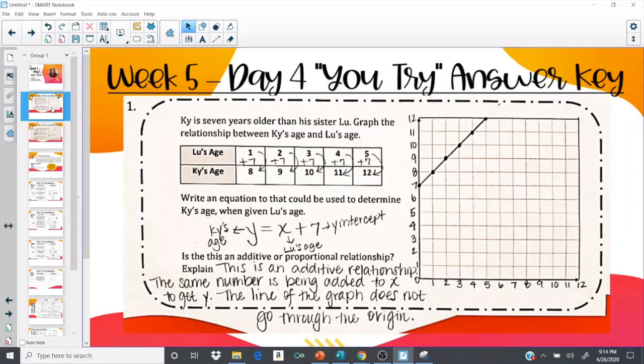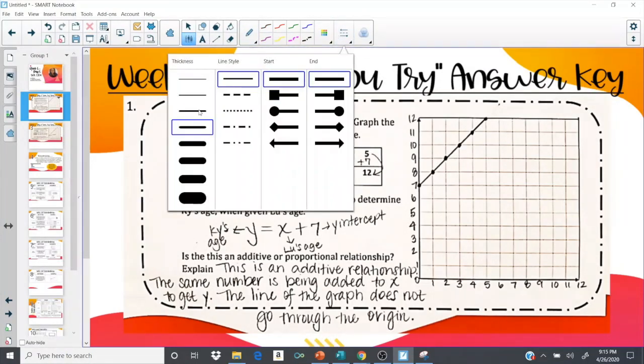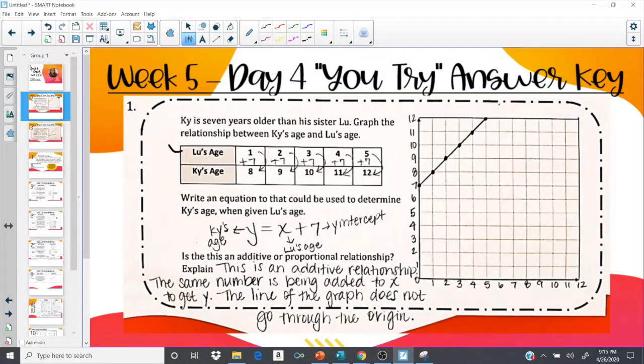Number 1. Kai is 7 years older than his sister Lou. Graph the relationship between Kai's age and Lou's age. So in the table, you're trying to figure out the relationship between Lou's age and Kai's age. So Lou's age would represent X, Kai's age will represent Y.